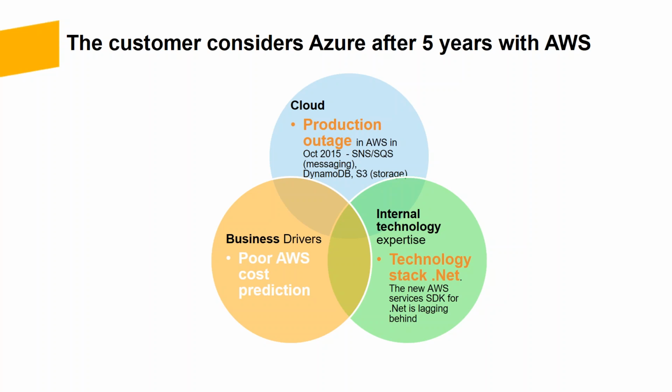And the second issue they raised, the second bucket, was internal technology expertise, and it is primarily your IT team preferences, how you work inside your company.